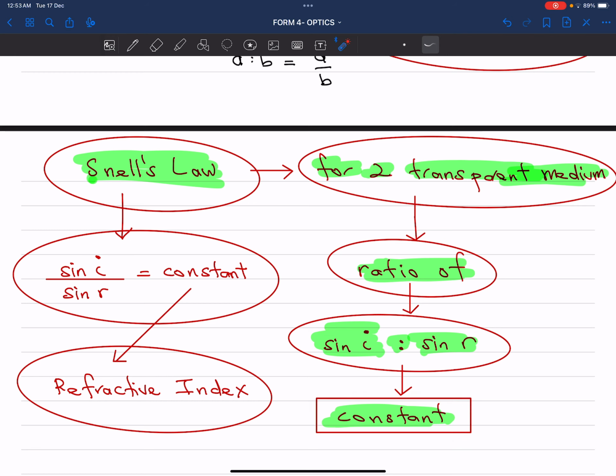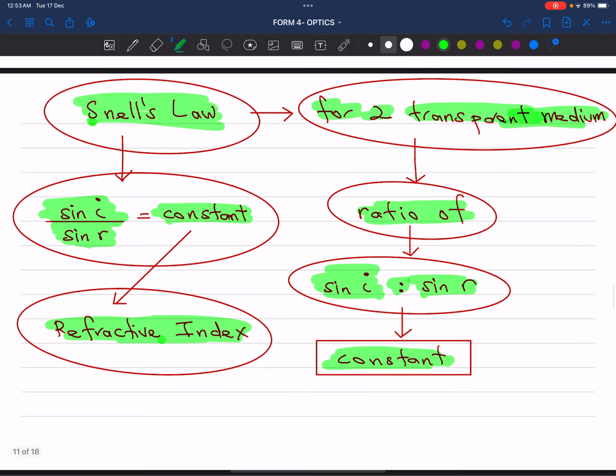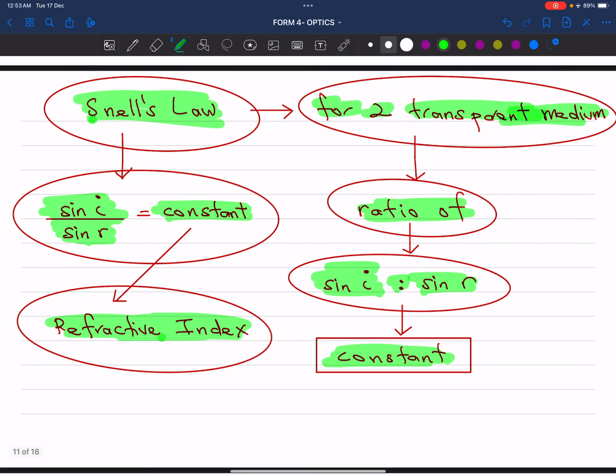Now to say this in another way is over here. So Snell's law states that the sine I over sine R is a constant. And this constant has a special name, which is called refractive index. And the symbol for refractive index is n.